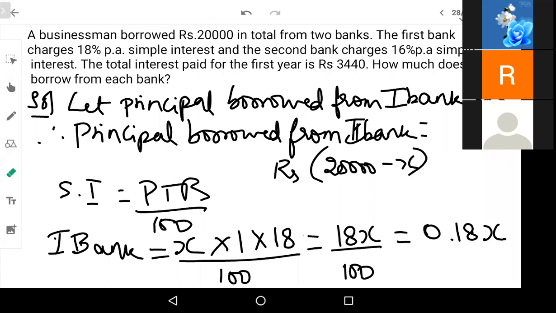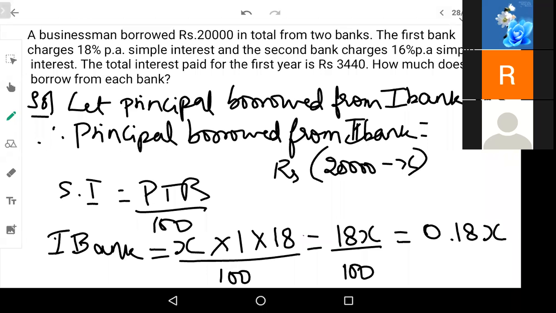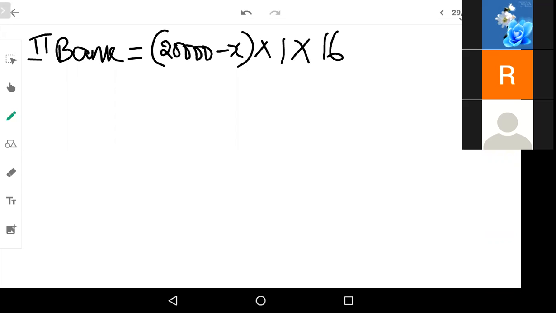Now similarly, let us calculate for second bank using the same formula. So for second bank, again PTR by 100. So the second bank, the principal is 20,000 minus X. Correct? So for the second bank, the principal is 20,000 minus X. Time is same 1 year, and interest is 16% per annum divided by 100.